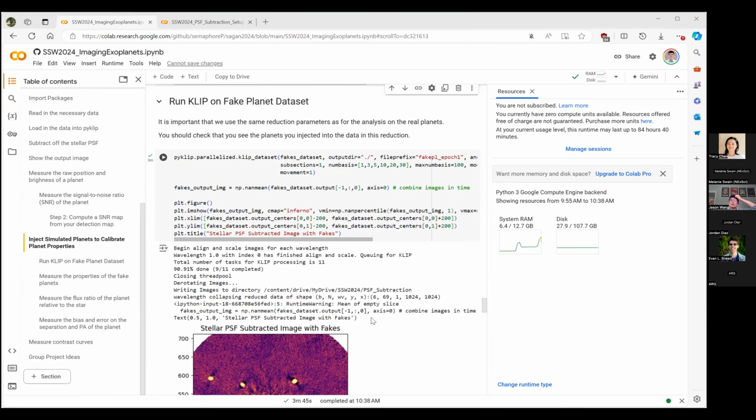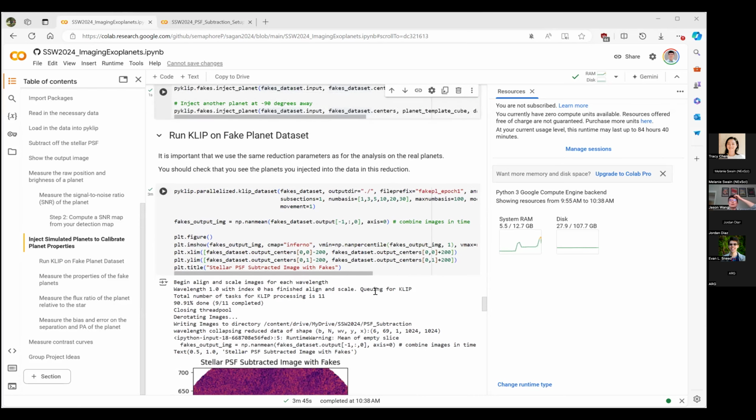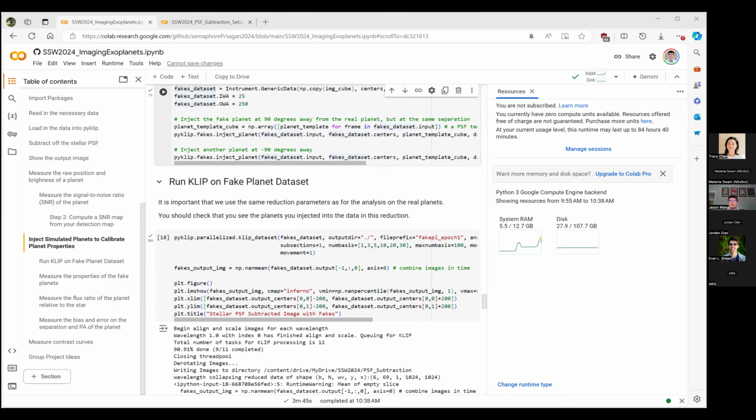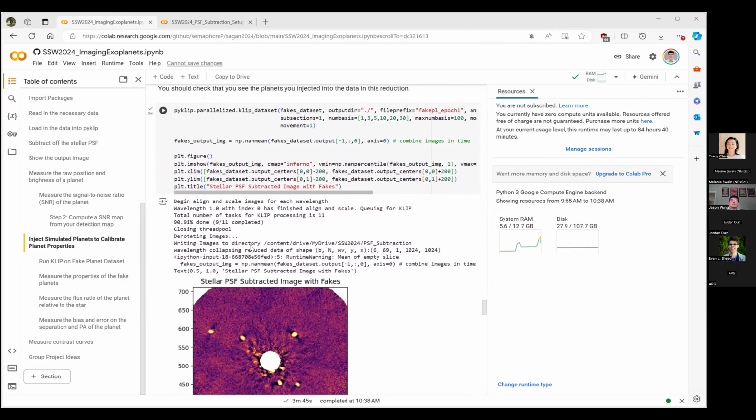There's more details about this, I think, in the pyklip documentation. So if you go read there, you can actually learn more. There'll be more discussions about some of these things, I believe. Okay. So it looks like our fake data set finished running.